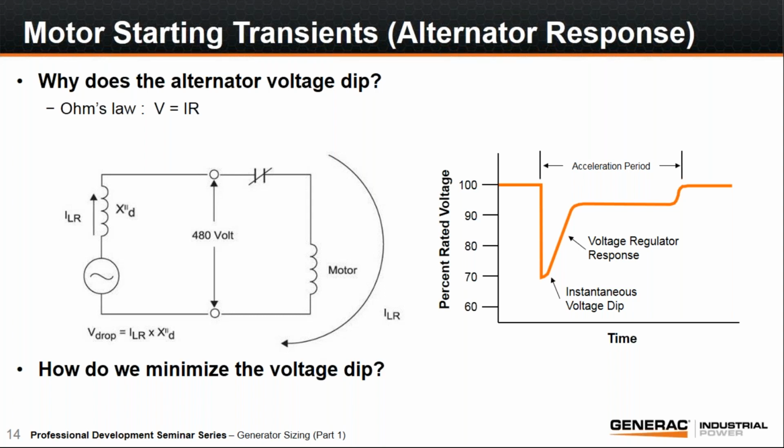So the bigger the alternator, the lower the effective subtransient reactance and the less voltage dip. So one of the things we're going to discuss is we at times will upsize the alternator, put a bigger alternator on a given engine because we're trying to drive that subtransient reactance down to get less voltage dip.